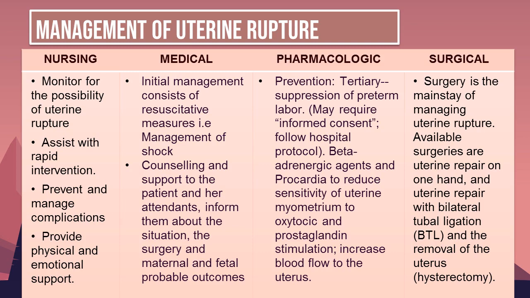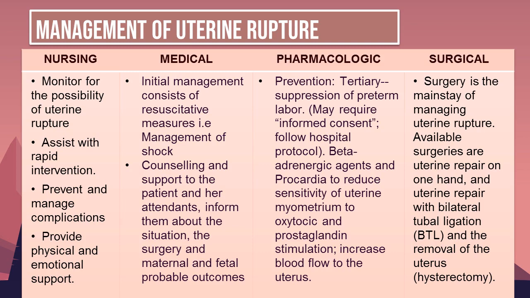For the pharmacologic management, it focuses more on the prevention of uterine rupture. Beta-adrenergic agents and Procardia are the medications to reduce sensitivity of uterine myometrium to oxytocic and prostaglandin stimulation. These medications also increase blood flow to the uterus.